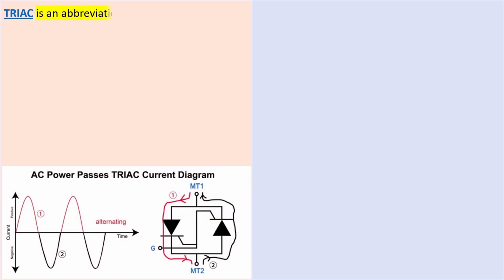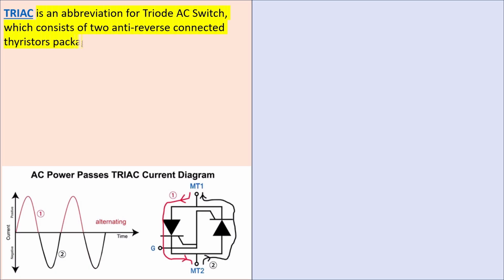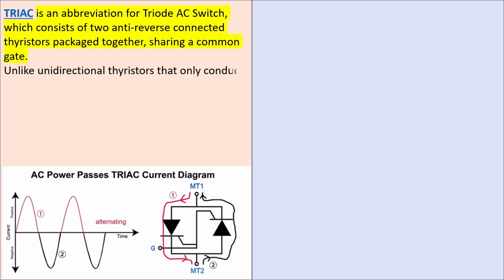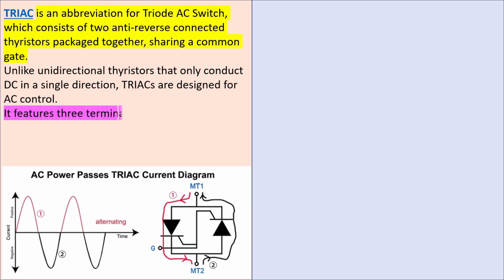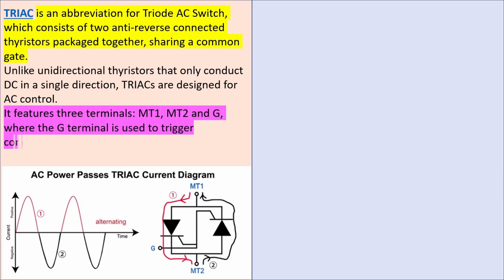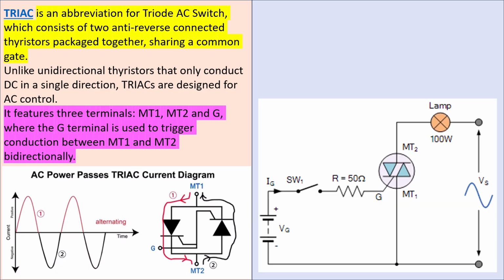A triac is an abbreviation for triode AC switch, which consists of 2 anti-parallel connected thyristors packaged together, sharing a common gate. Unlike unidirectional thyristors that only conduct DC in a single direction, triacs are designed for AC control. It features 3 terminals, MT1, MT2, and G, where G is the gate terminal used to trigger conduction between MT1 and MT2 bidirectionally.